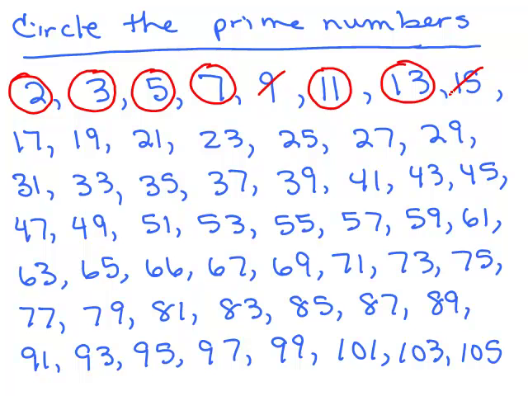Now, there's a little trick, and I'm not going to explain why this is true right now, but actually, if you're going to check to see if any of these numbers were prime all the way up to 105, the only numbers you really have to check to see if they're factors are 2, 3, 5, and 7.